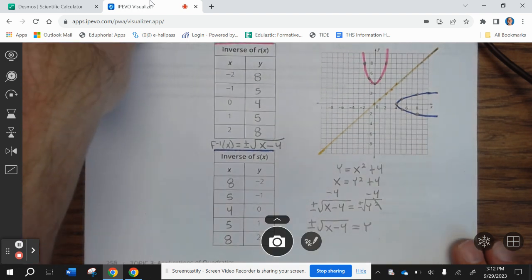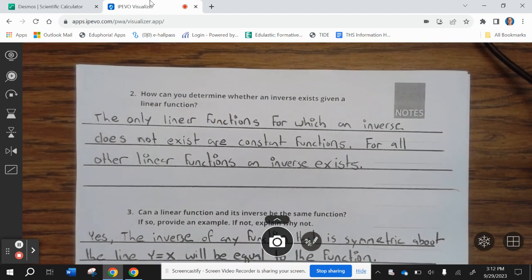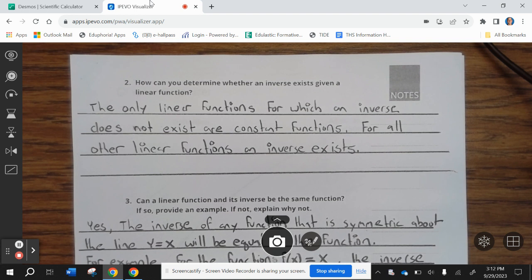All right, let's take a look at the next page. How can you determine whether an inverse exists given a linear function? The only linear functions for which an inverse does not exist are constant functions. For all the other linear functions an inverse exists.